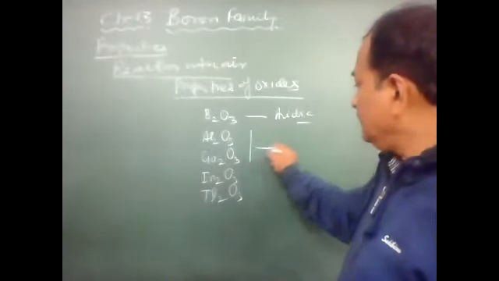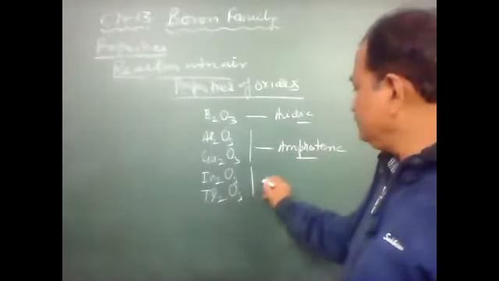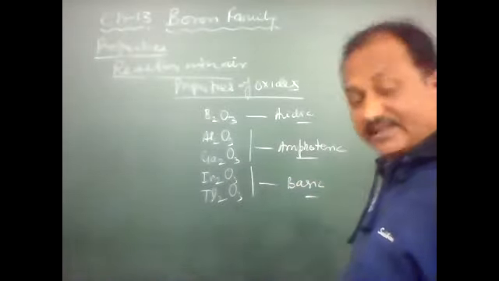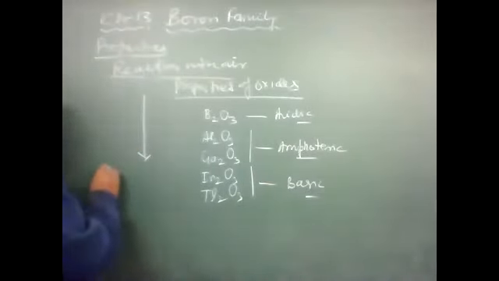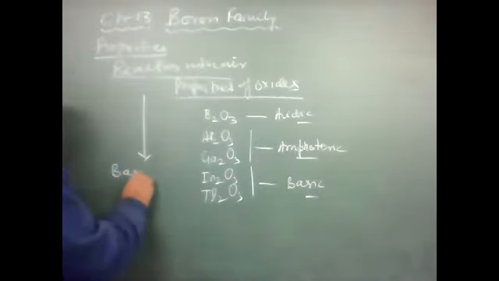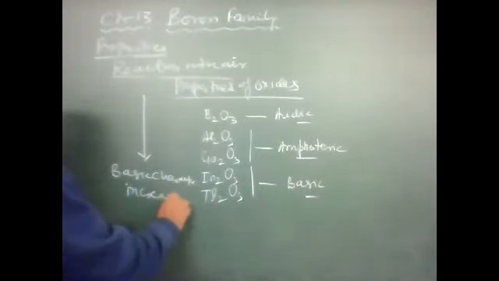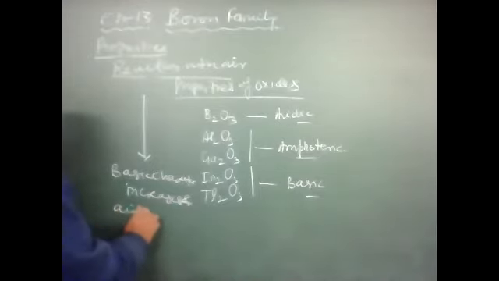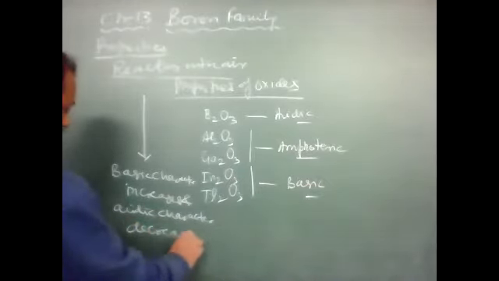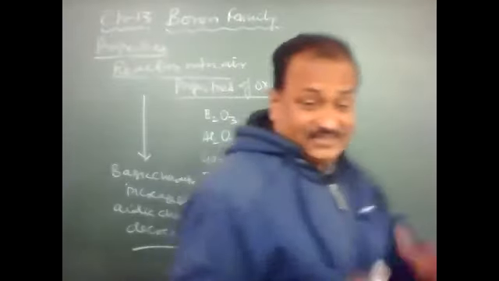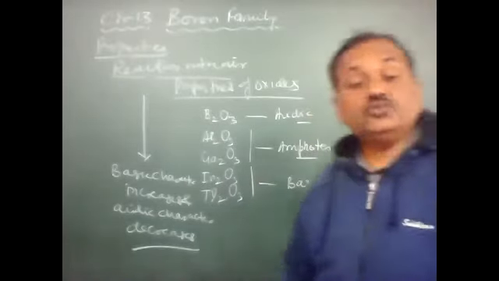Now these two are amphoteric, and these two are basic. So what we can say is that on looking down the group, the basic character increases and acidic character decreases. This is a very important part. This is called the trend. But why is it so?